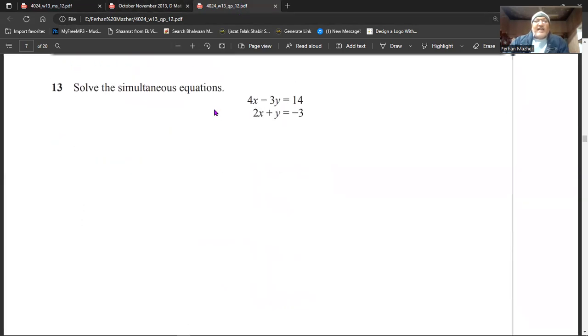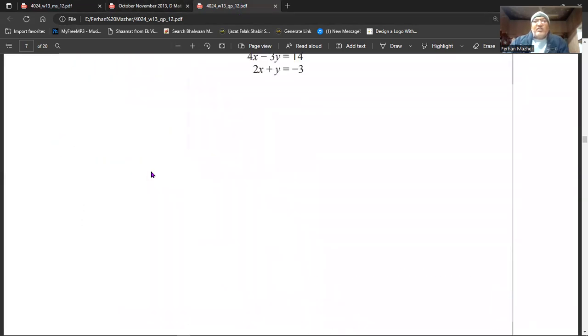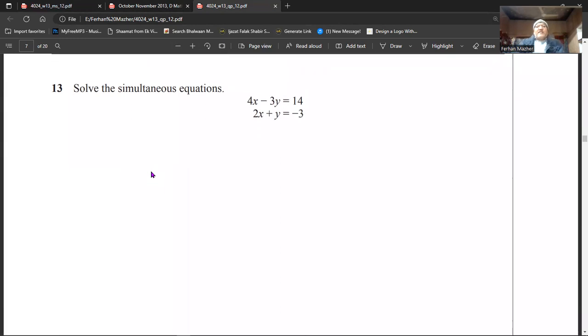Now we have question number 13. Here we have a 3 marks question. It is a simultaneous equations question. Solve the simultaneous equations. You have 4x minus 3y equals 14, and 2x plus y equals minus 3. The strategy is very simple. Multiply the second equation with the 3. So the coefficients of the y will become the same, because in the first equation, the coefficient of the y is minus 3. And in the second equation, after the multiplication, the coefficient of the y will be positive 3. So simply add them. The y will be eliminated.